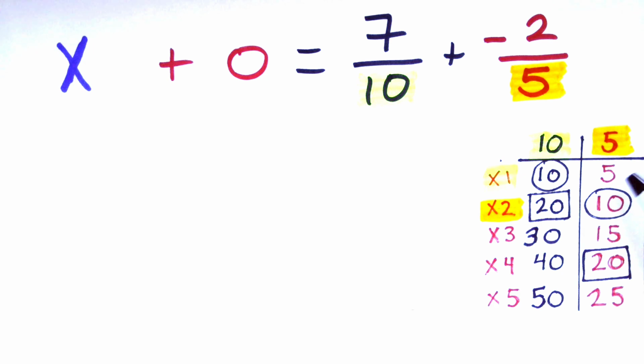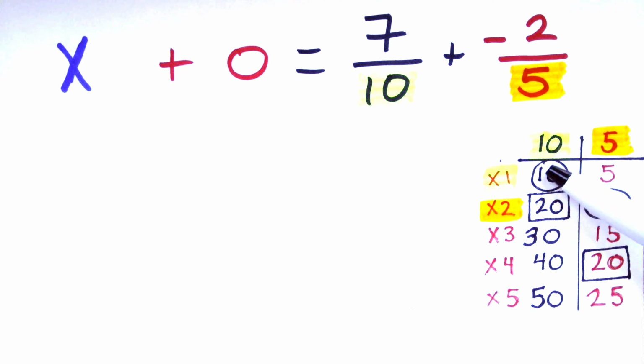5 times 1 is 5. If I add 5 to 5, I'll get 10, which is also 5 times 2. If I add 5 to 10, I'll get 15, which is also 5 times 3. I add 5 more to 15, that gives me 20, which is 5 times 4, right? And 5 times 5 is 25. So both of these multiples, 10 and 5, both of the denominators share 20. They both share 20, right? 10 times 2 is 20. 5 times 4 is 20.